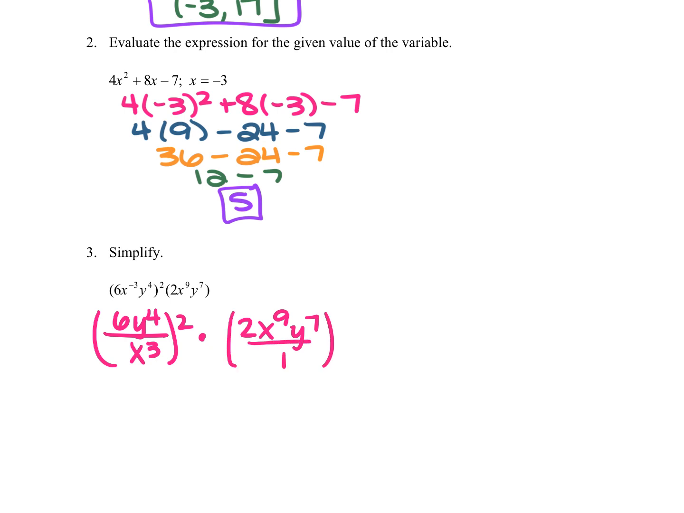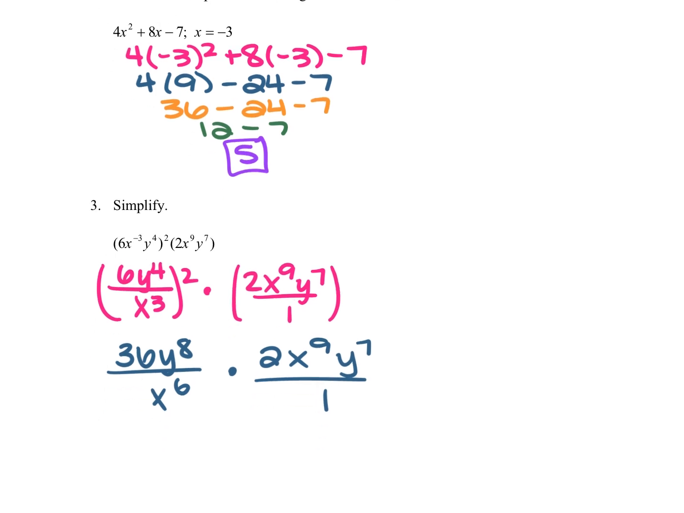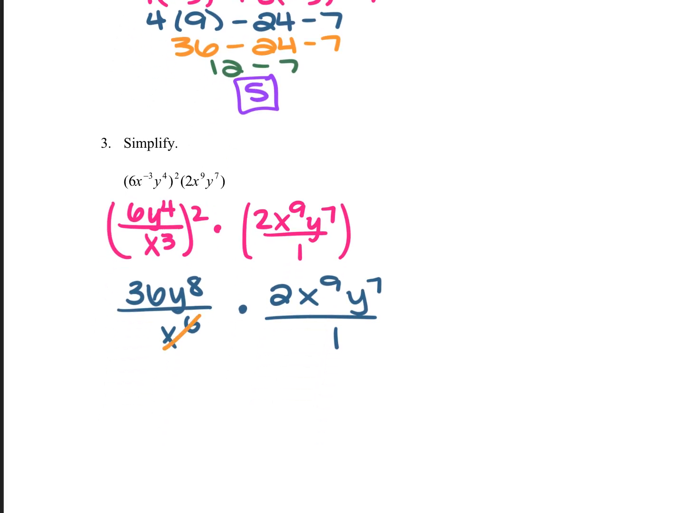From here, we're going to apply that power on the first set of parentheses to both the numerator and the denominator. So that gives us 36 x to the 8th power, 36 y to the 8th power over x to the 6th power times 2x to the 9th, y to the 7th over 1. We're going to multiply this straight across. We can also simplify the x to the 6th with the x to the 9th. That becomes x to the 3rd up top on the second fraction.